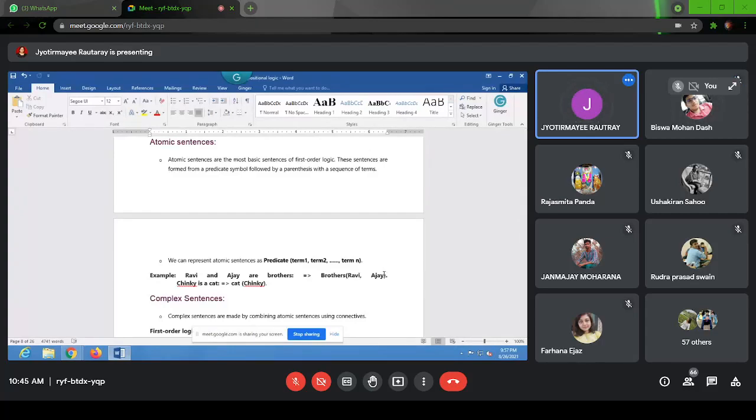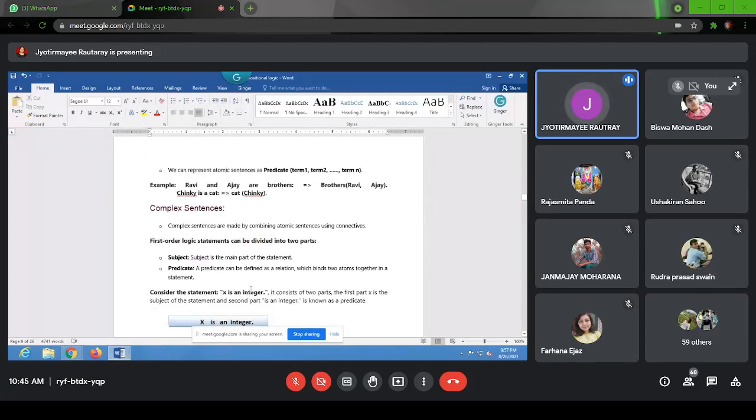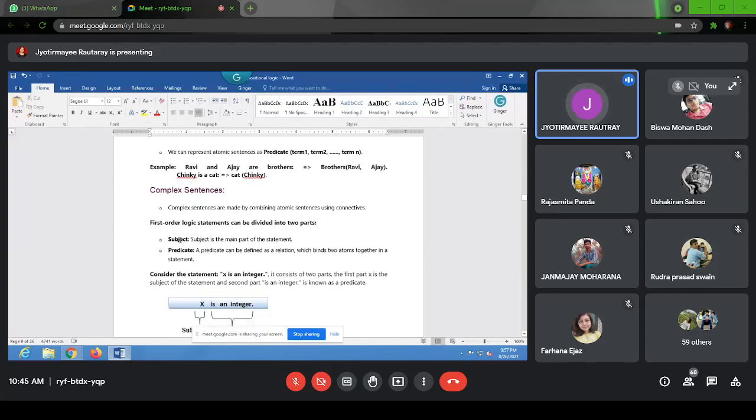Suppose I say Chinky is a cat. Chinky is the subject. Whatever we have after the verb is the predicate, so cat is the relationship. You write the predicate, and within brackets you write Chinky. That identifies that Chinky is a cat. A complex sentence is the same: a combination of more than one atomic sentence. There also you have to find what is the subject and what is the predicate.